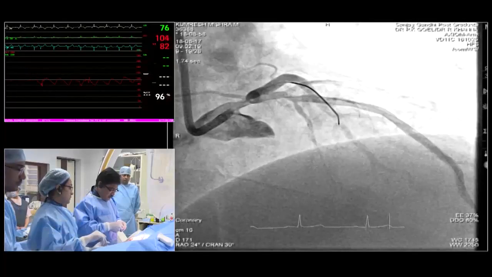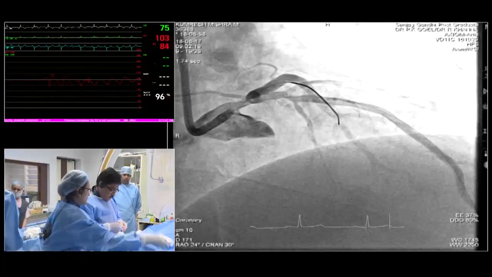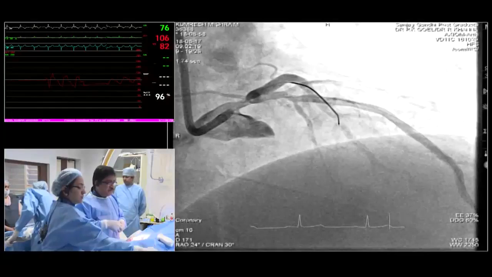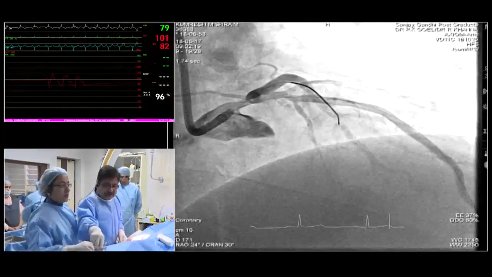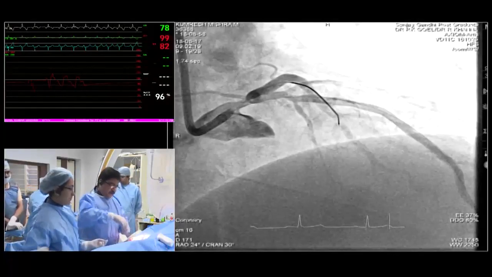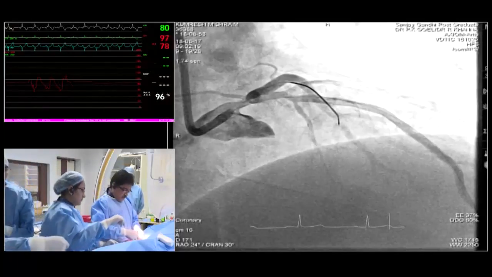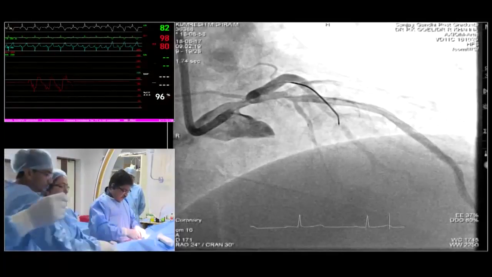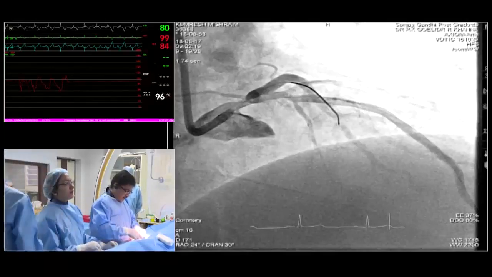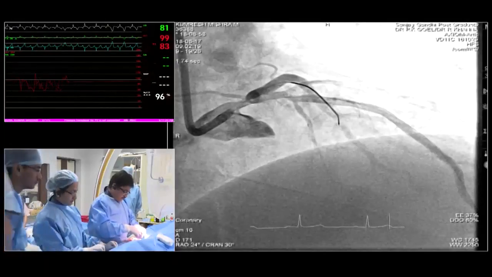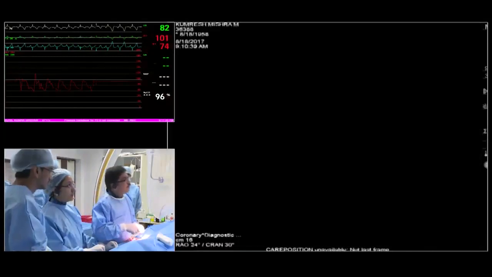It's small here. I think for the audience, I have taken a 3.5 by 20 millimeter long stent. The length of disease on IVUS was 18. Should be more. 3.5 by 20. I personally feel it should be a little more than that.